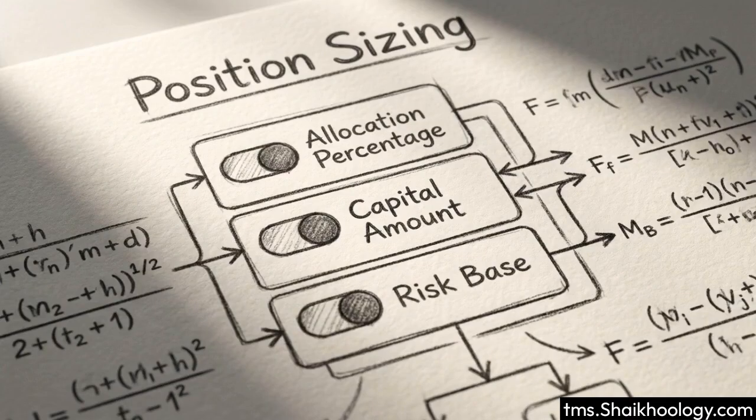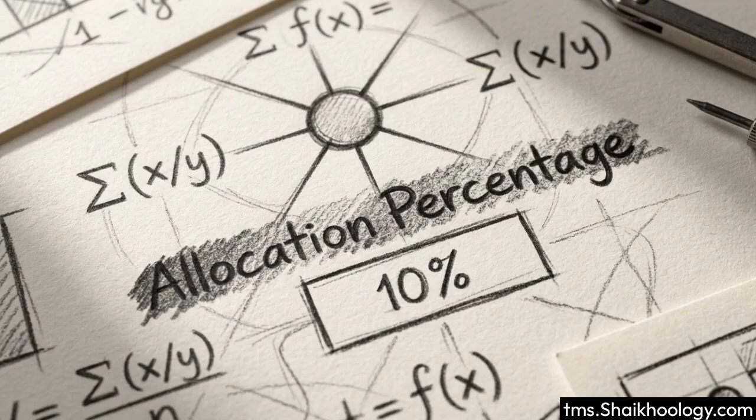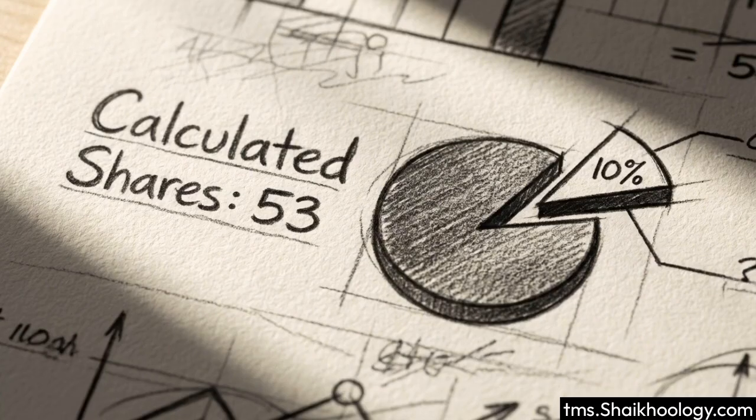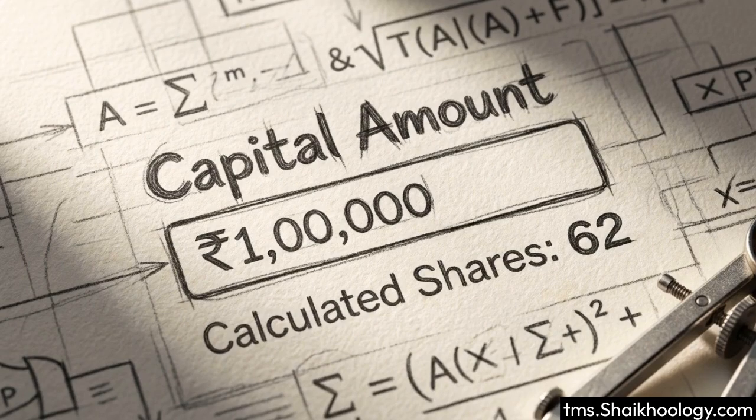The TMS platform contains a computational engine offering 3 dynamic methods to size your position. Method 1 is allocation percentage. If you type in 10%, the system automatically calculates the exact number of shares needed to equal that specific slice of your total capital. Method 2 is capital amount. Entering a flat number like 1 lakh immediately adjusts your share quantity to match that exact investment size.